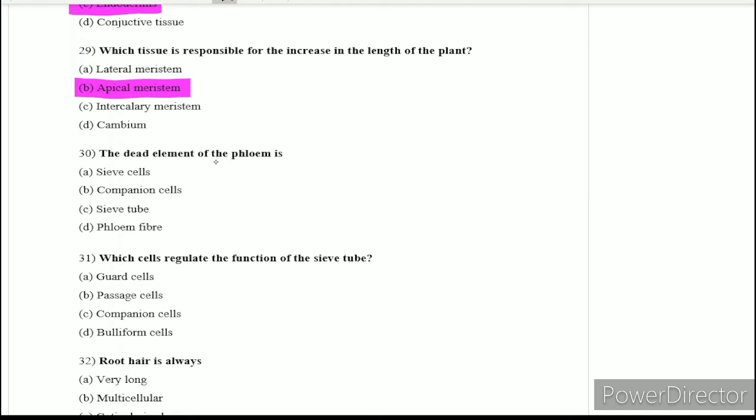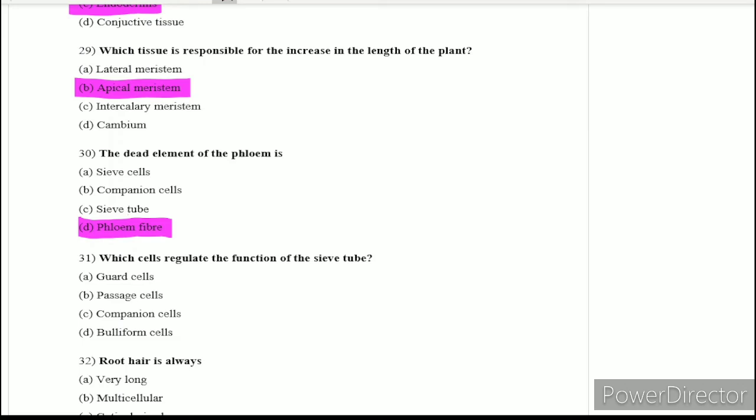Next, the dead elements of phloem are sieve cells, companion cells, sieve tube, and phloem fibers. So the phloem fibers are always dead. Sieve cells are living, companion cells are living cells, and sieve tube also living cells.